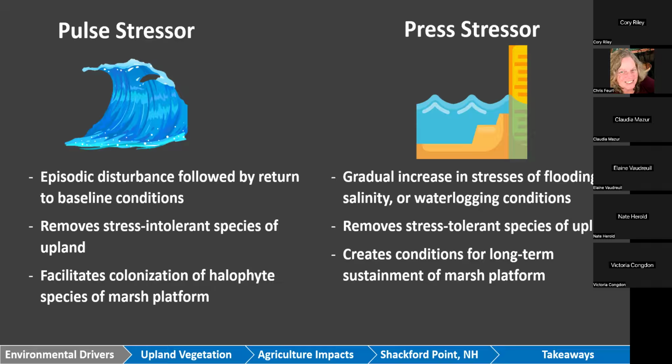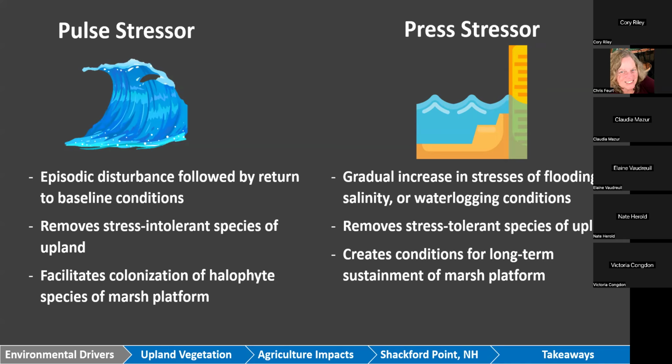What happens with the pulse stressor is it essentially removes stress-intolerant species of upland through this increased temporary flooding and exchange of salt. Additionally, it facilitates the colonization of our marsh species. So it provides a mechanism of transport, through wrack or ice rafting, to transport seed or roots.